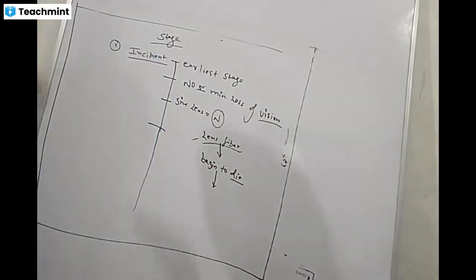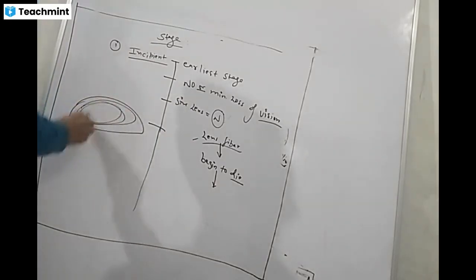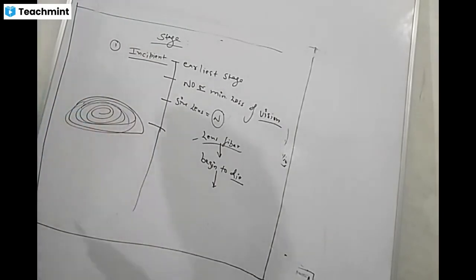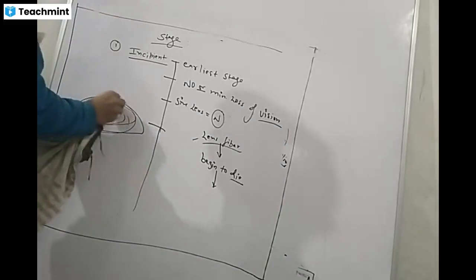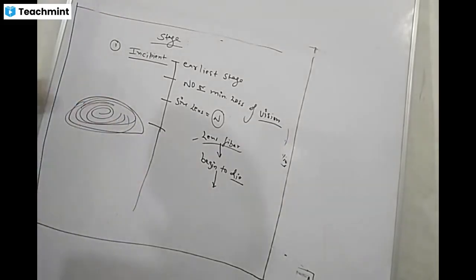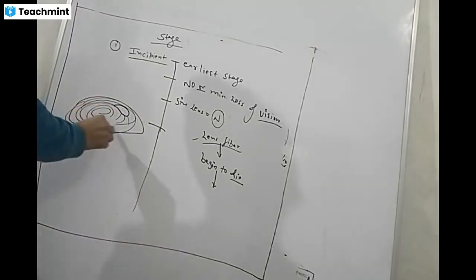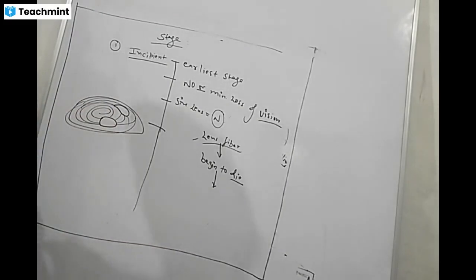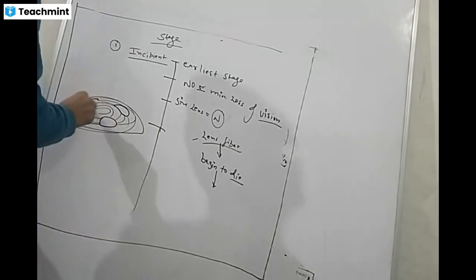I show you here only. If this is the lens and inside it are concentric layers, these are all fibers. Suppose fibers die at this place, then clinically at this place some vacuoles will appear. If fibers start dying at this area, then what will happen? Some vacuoles will appear like this. And if fibers die at this place, one vacuole will develop like this.